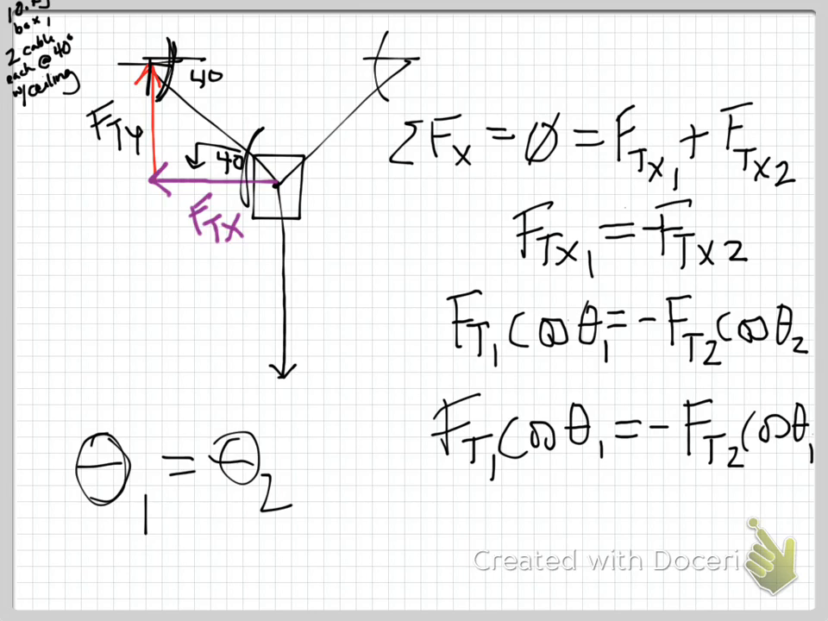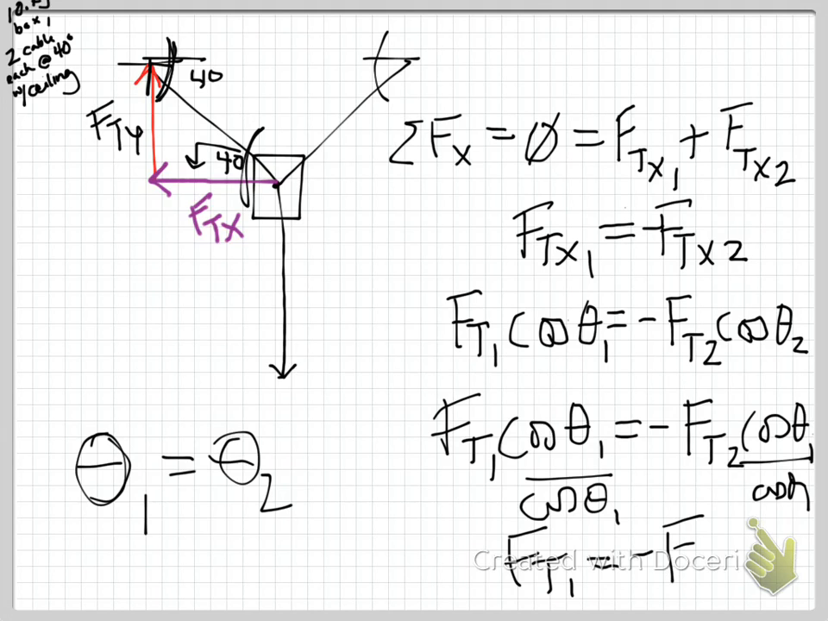Okay. That seems like a ridiculously long, well, we already knew that. But when the algebra gets more complicated, having that tool that you've just built by doing the sum of forces on the axis that you feel like you're not using, so if we divide both sides by cosine theta 1, we end up saying, oh, well, force of tension 1 is equal to the negative of force of tension 2.